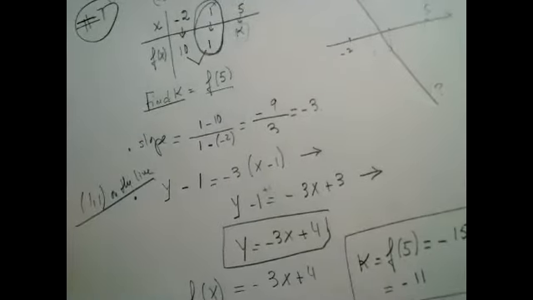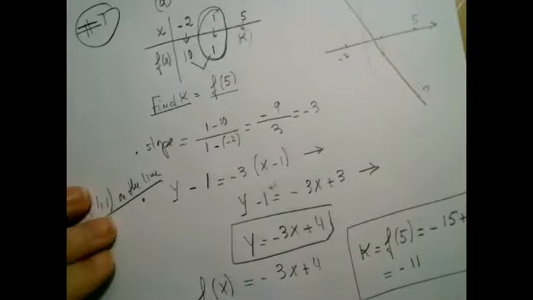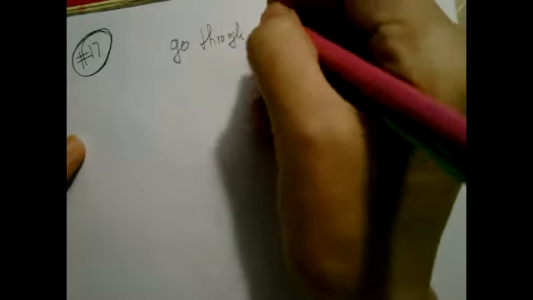All right, questions before we go? Now we look at number 17 and see what happens. Number 17 is the following. Find the equation of a line. The line goes through the point (10, -6).